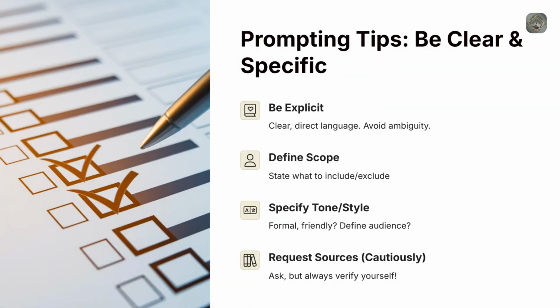Let's consolidate some best practices. Be explicit and unambiguous. Clear language prevents confusion. Define your scope clearly, including what not to include if necessary. Specify the desired tone and style, and consider your audience. You can ask AI for sources, but use extreme caution. Always verify them independently, as AI often fabricates plausible-looking sources. These habits lead to consistently better prompts.